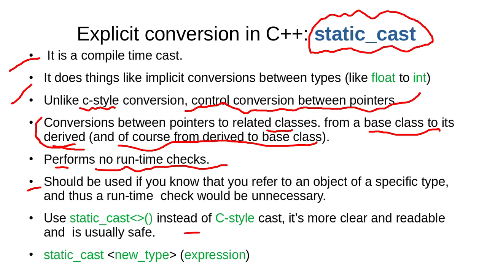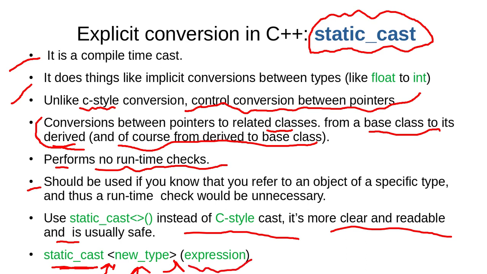Use static cast instead of C style cast, it's more clear and readable. This is how we can use static cast: with these angle brackets, you define here the new type and here the expression.